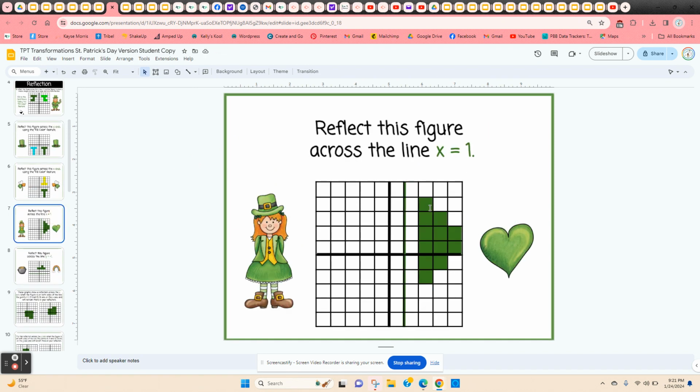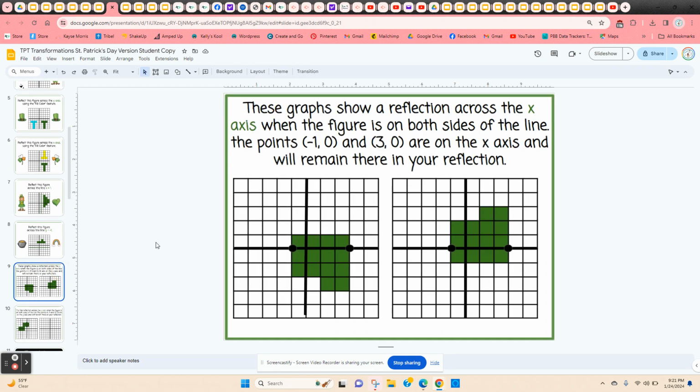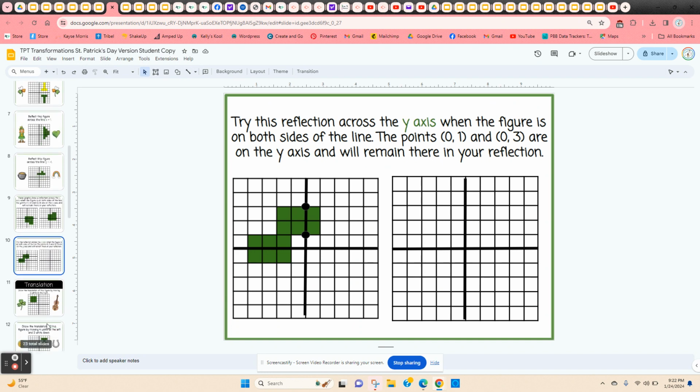Now the next one they're going to be reflecting across a line that's not one of the axes. So it's going to be the line x equals 1. So it needs to be equal distance from the line on the other side as a mirror image. This one they're going to reflect across the line y equals -1. And then they're shown what to do if part of their figure is over the line that they're reflecting across. So I put 2 points here so the students can look at this as like a hinge. So if they just flip this straight up, this is what it's going to look like. And then they're going to do that on the next slide.